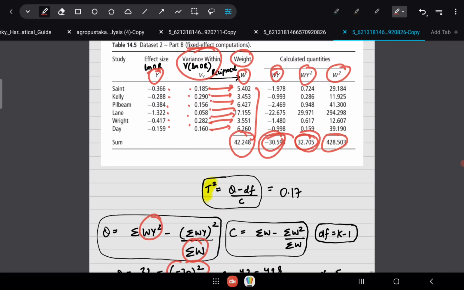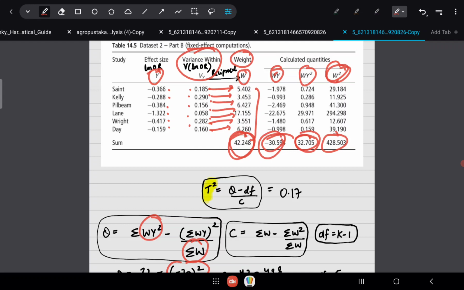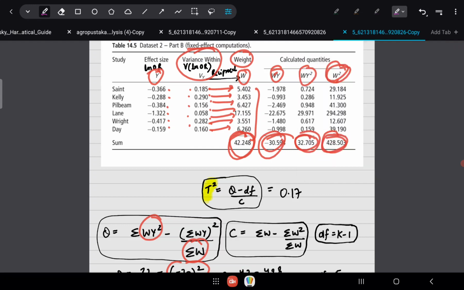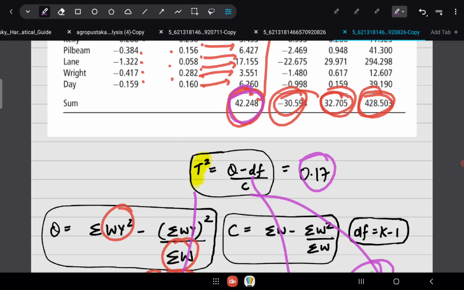Similarly, you have to calculate C. C will be sum of W. Sum of W is 42 minus sum of W square. So W square sum is 428 divided by sum of W. Sum of W is again 42. So there you have 42, and degree of freedom is number of studies minus 1. So then you can put them all into this formula to get your between study variance, which will be 0.17.